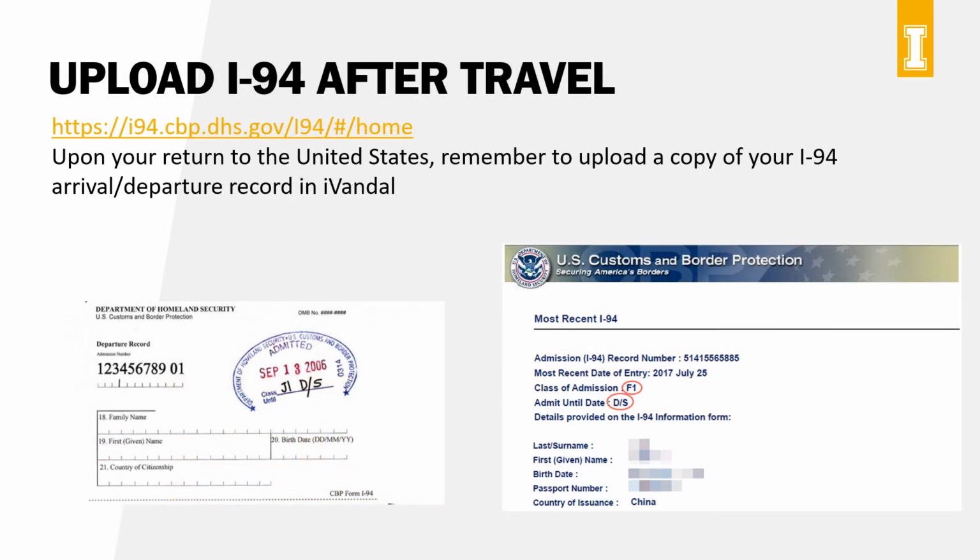Upon returning to the United States after international travel, remember to upload a copy of your I-94 arrival departure record in iVandel. The I-94 can be found online at the address listed here. You may also have been issued a paper I-94 in your passport. This is most common with Canadian citizens.